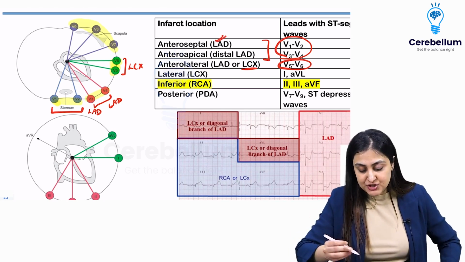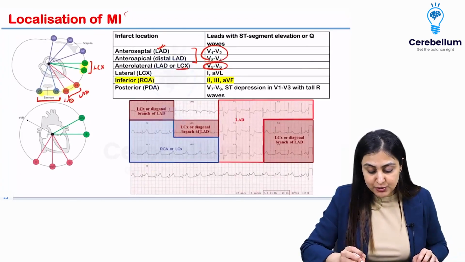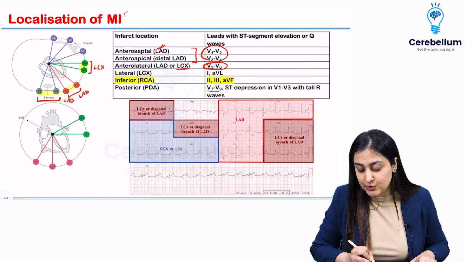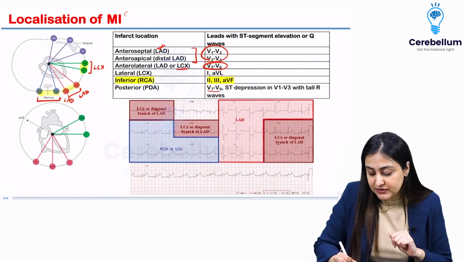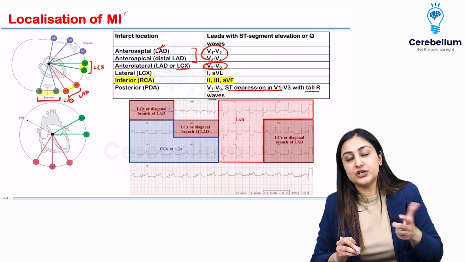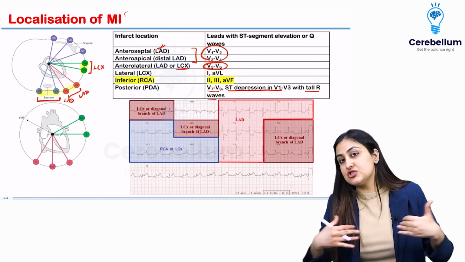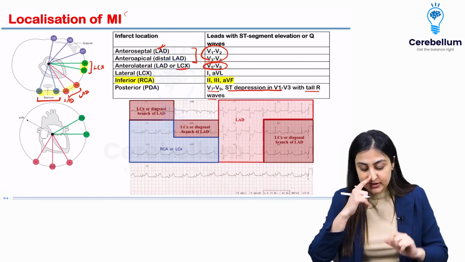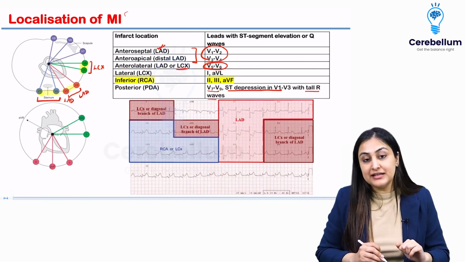On the other hand, special, if you want to look at a posterior stroke, a PDA stroke, then we need to use special leads, that is V7 to V9, or it could present as reciprocal changes in V1 to V3, that is ST depression in V1 to V3 with tall R waves. So this is important, that posterior circulation stroke can give rise to reciprocal changes in the anterior leads. So this is sorted. What is most important for exam is what I have highlighted in yellow for you.